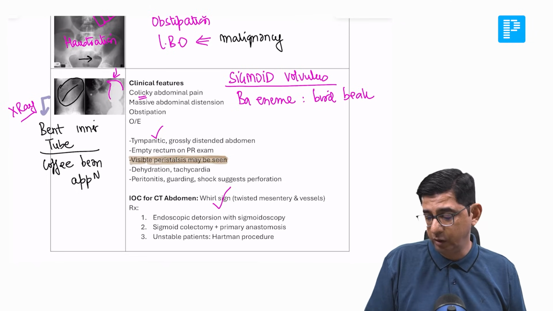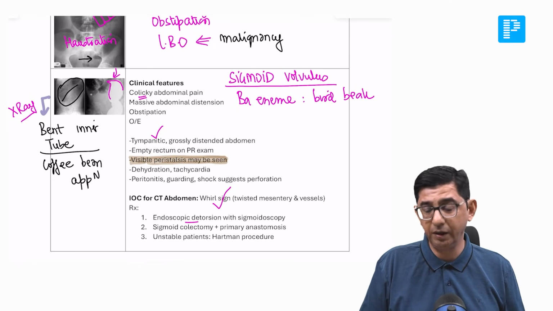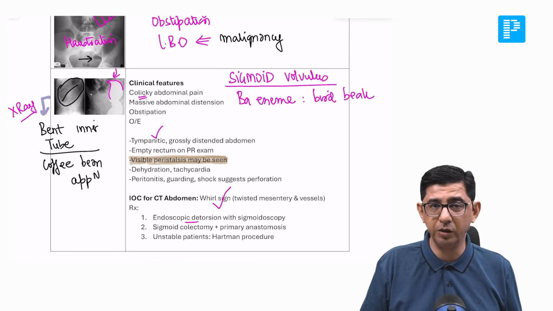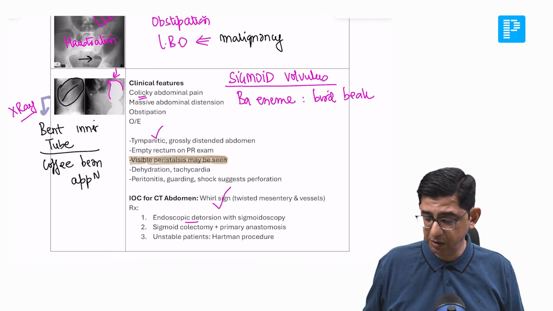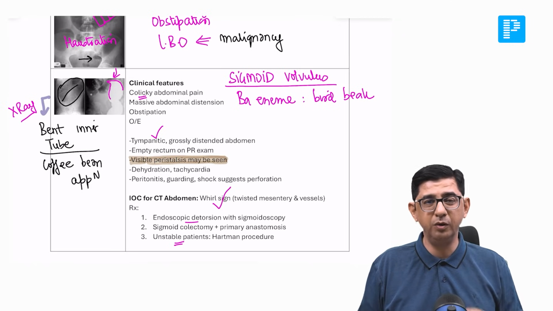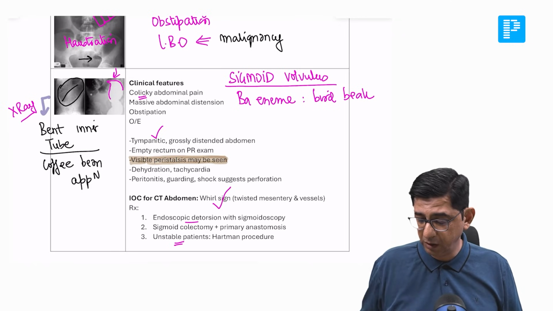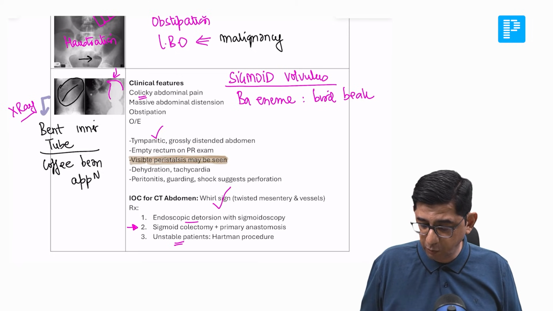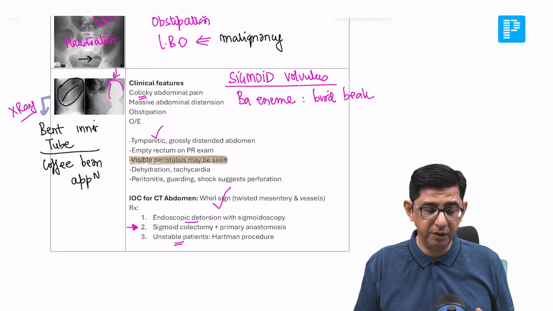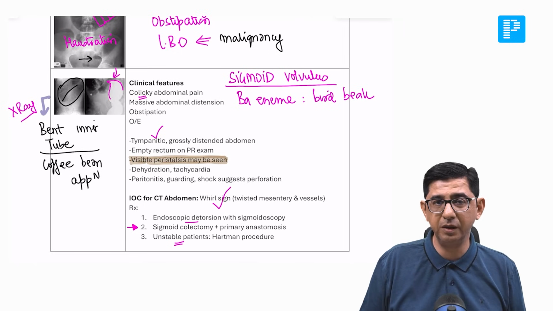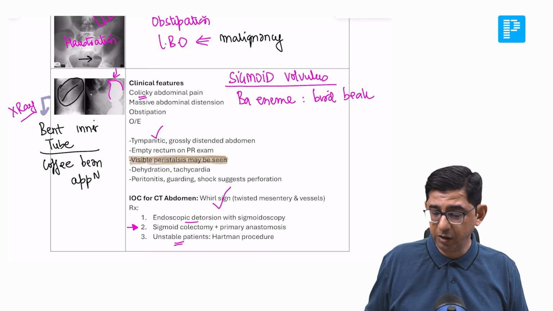For management, it can be endoscopic detorsion with sigmoidoscopy. This is the initial step. Then we go in for a sigmoid colectomy with a primary anastomosis, and in unstable patients it is the Hartmann procedure. If he asks what is the earliest management, then it is endoscopic detorsion with sigmoidoscopy, but the surgery that would be done in this case would be sigmoid colectomy with a primary anastomosis. The bottom line is that the longer the blood supply stays compromised, the more chances of the patient going into an unstable pattern for sigmoid volvulus.